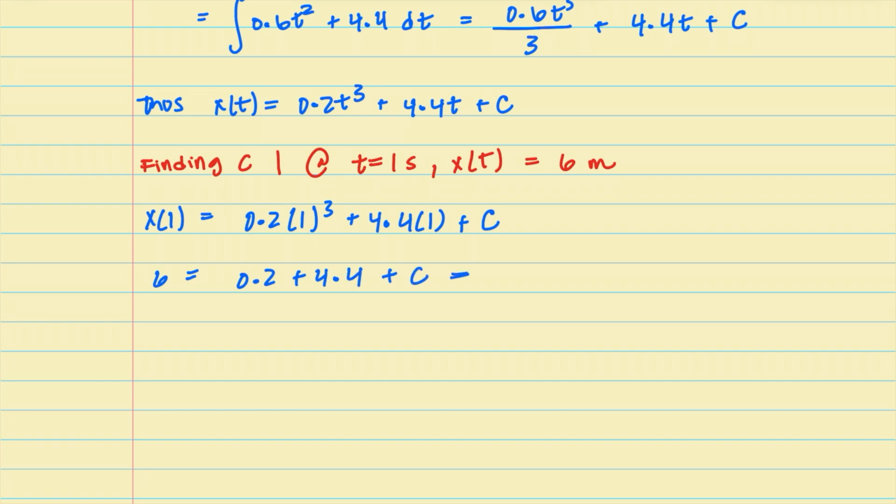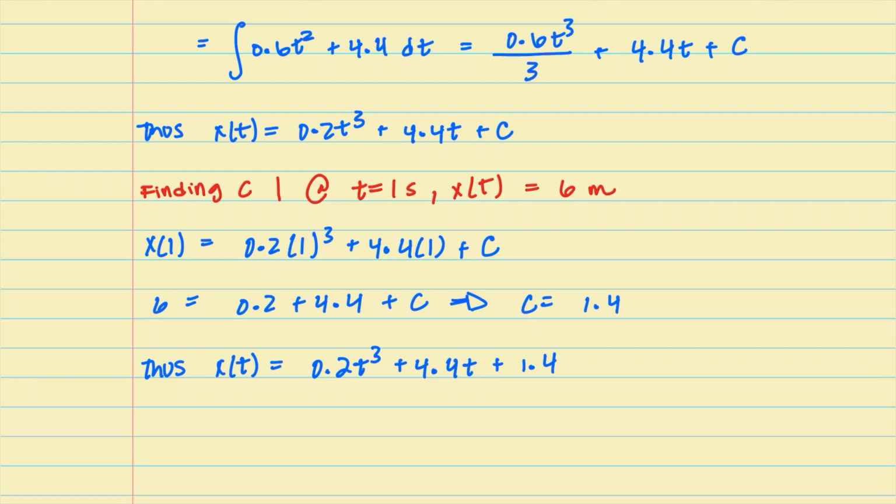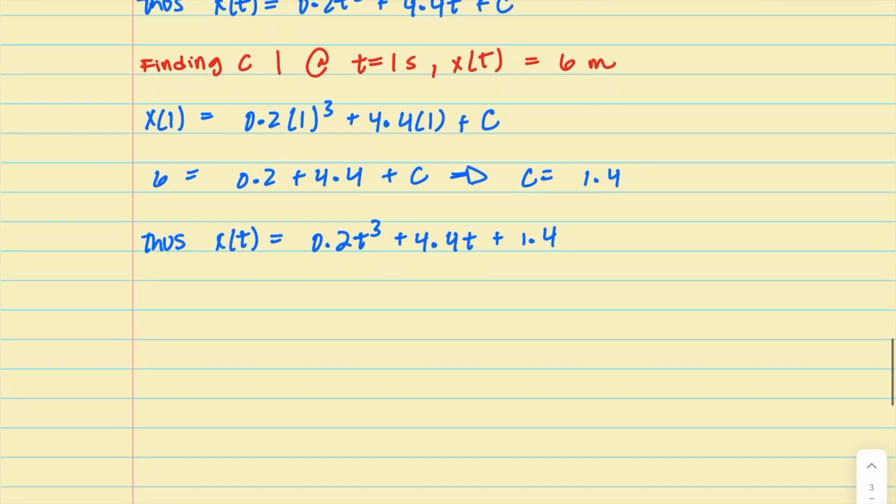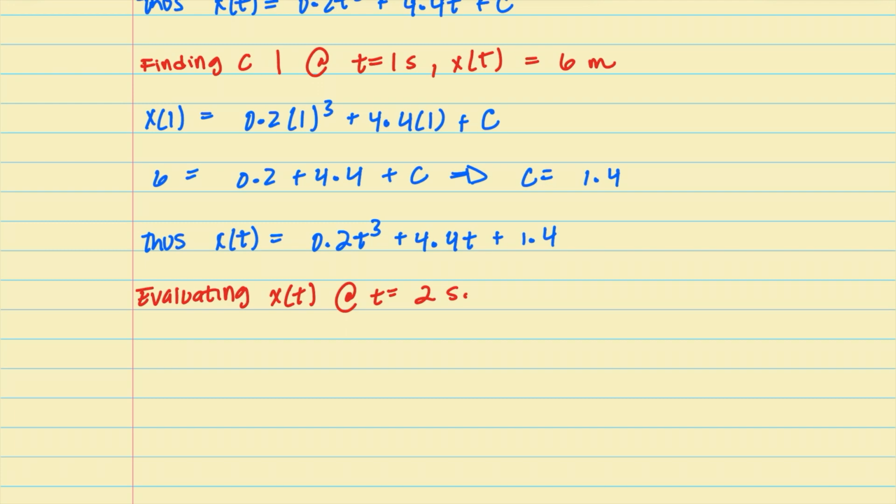Now, in order to obtain c, let's move all the other constants to one side. And so we'll have 6 minus 0.2 minus 4.4, and we get that c has a value of 1.4. Thus, our position as a function of time is equal to 0.2 times t to the third power plus 4.4t plus 1.4. And so now that we have our position function, let's evaluate it at time equal to 2 seconds by plugging in 2 for t.